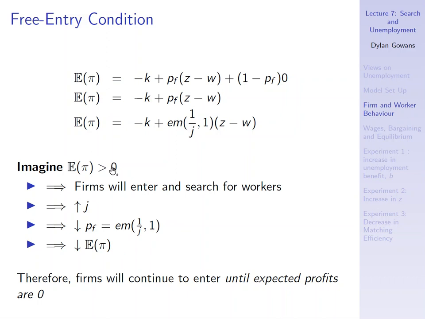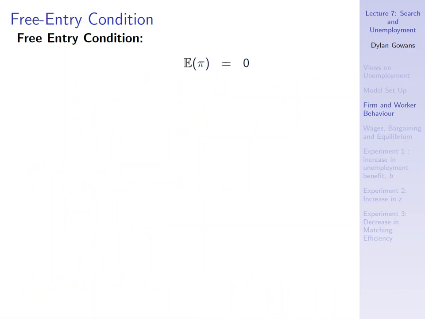If it's less than zero, we go in the opposite direction. Firms will exit. J will go down. This will mean that any firm is more likely to meet a worker, and therefore expected profits will go up. The only time where J isn't changing, where firms are neither entering nor exiting, is if expected profits are zero. So that's what we have here. The free entry condition itself says that expected profits must be zero. Because of free entry, firms will enter until expected profits are zero.